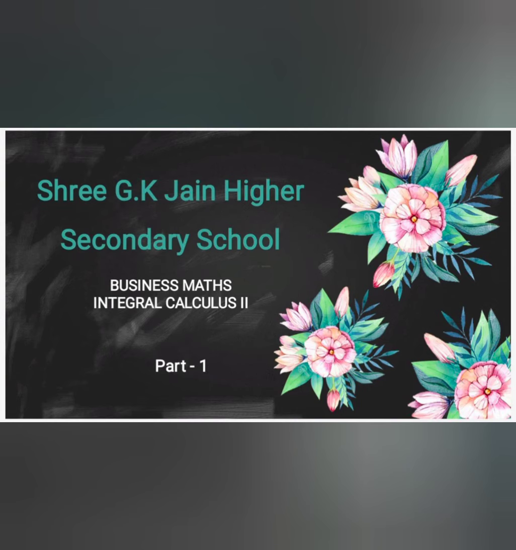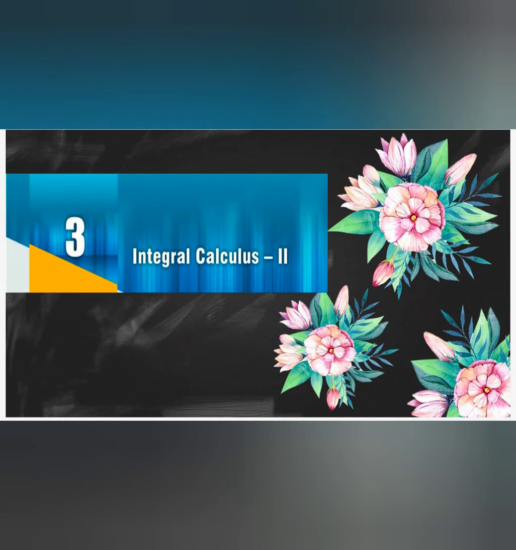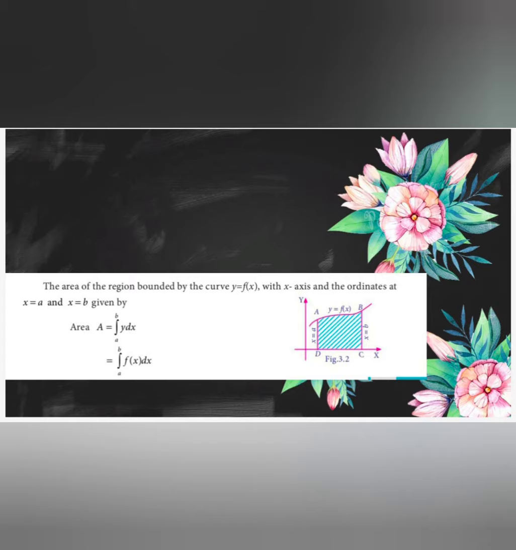So this is Integral Calculus 2. We are on the third chapter children. So the first type is, if the area of the region bounded by the curve y equal to f of x with x-axis and the ordinates x equal to a and x equal to b, then the area is given by integral a to b y dx, that is integral a to b f of x dx. So this is when you have the x-axis bounding the curve.